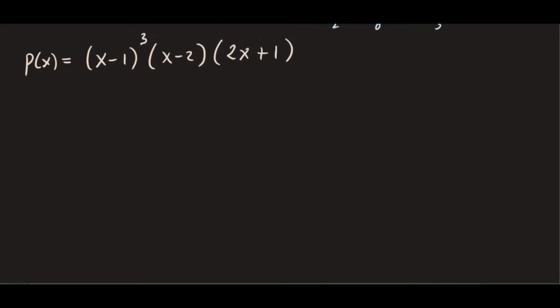So let's go ahead and find the zeros. So the zeros are, we're going to set the polynomial equal to 0. So if I set the first factor equal to 0, I get 1. And then the second factor equal to 0, I get 2. Third factor equal to 0, I have minus 1/2.